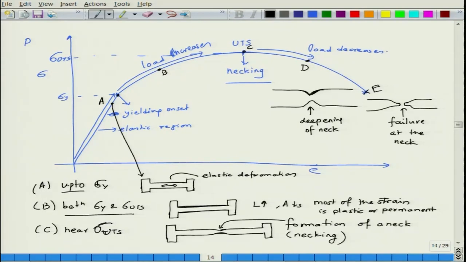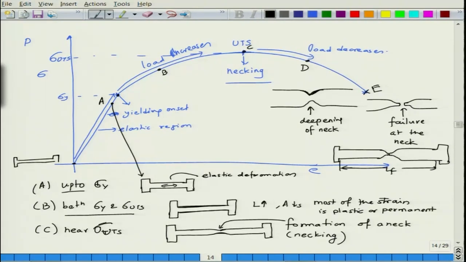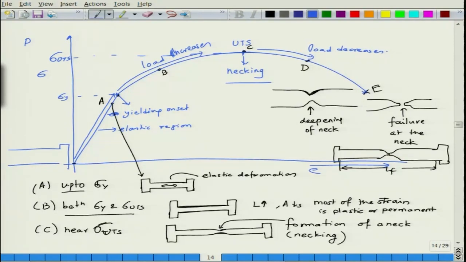So let's say if this was a sample and this was a failed region, when you put them together, this would be LF. So here you had a certain length, this is L naught. L naught has gone to LF. So of course the diameter would be larger. So this would be L naught, and this L naught has gone to LF up to this point.